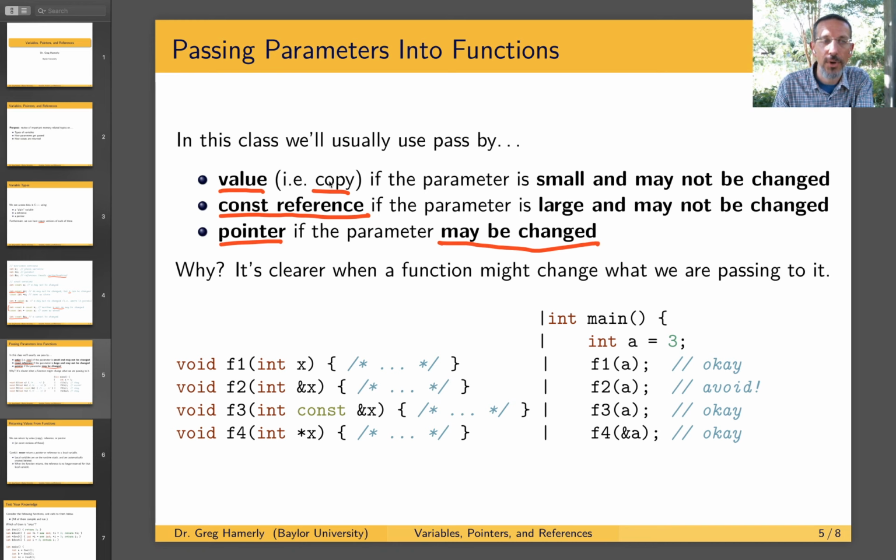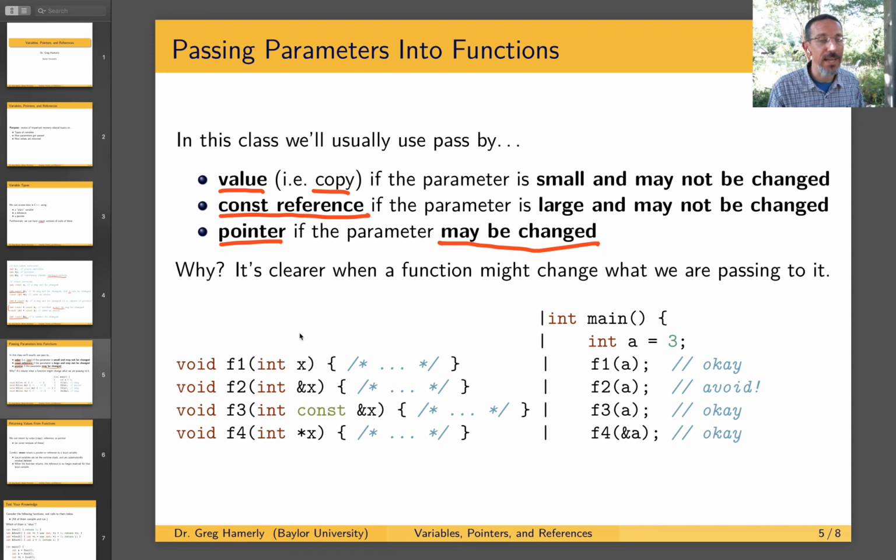Now, of course, we call it value or copy because when we pass in an integer by value or by copy, the function that's receiving it gets its own copy, right? So the function can change that, but it doesn't change the value that was passed in. Passing by const reference doesn't make a copy of the thing that was passed in, but because it's const, that thing cannot be changed by the function that's being called. And passing by pointer makes it clear that we are passing something that the function itself might change.